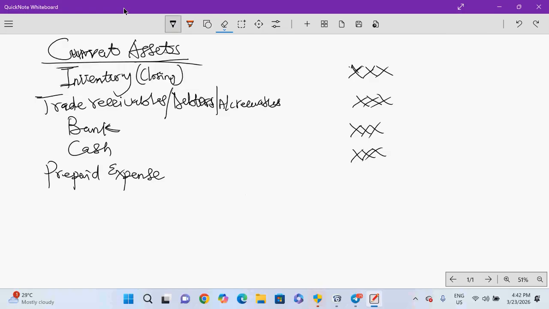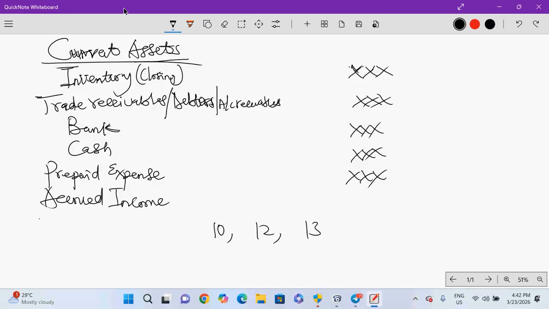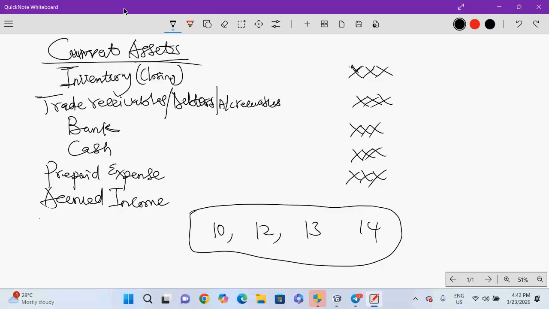Okay. What else? Accrued income. So accrued income is like you have earned 10,000, the income like you have accrued it. So 10 cedis, someone will give you 12 cedis and 13 cedis, 14 cedis. So you see, the summation of all of these becomes what? Accrued income.